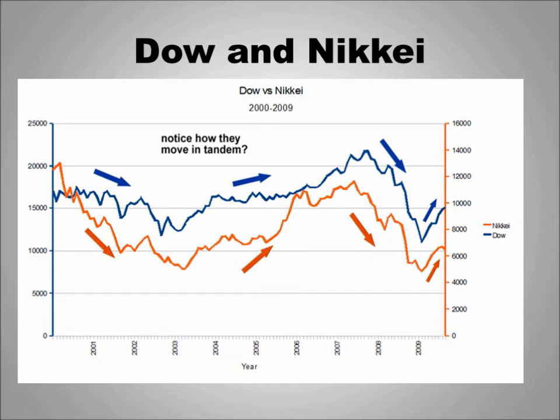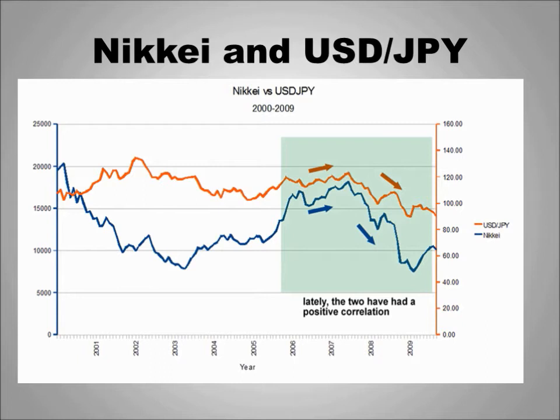Now, we can use this information to our advantage if we choose to invest in the US dollar yen pair. So here's an example. Here we have the Nikkei, which is indicated in blue. We have the US dollar Japanese yen pair indicated in orange. Notice that in the beginning, there was an inverse proportion between the Nikkei index and the US dollar Japanese yen. But in recent times, the two are moving in symmetry.